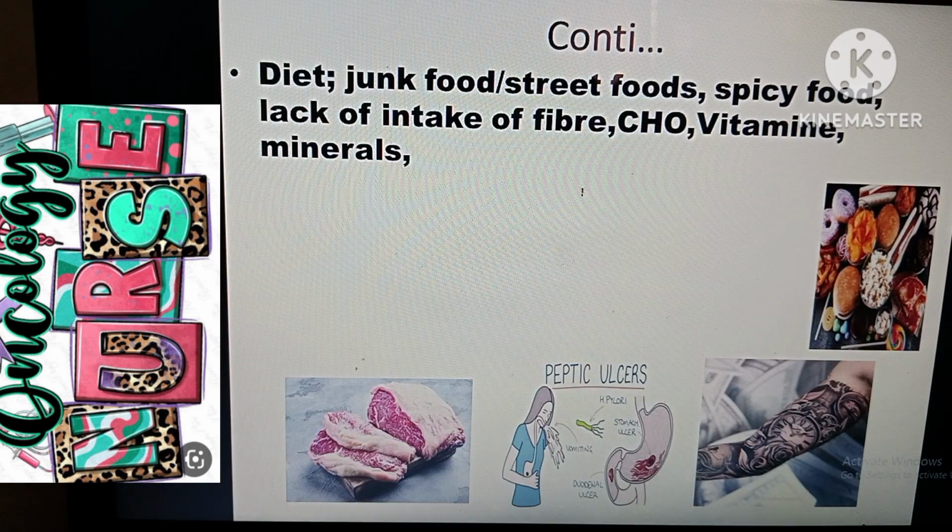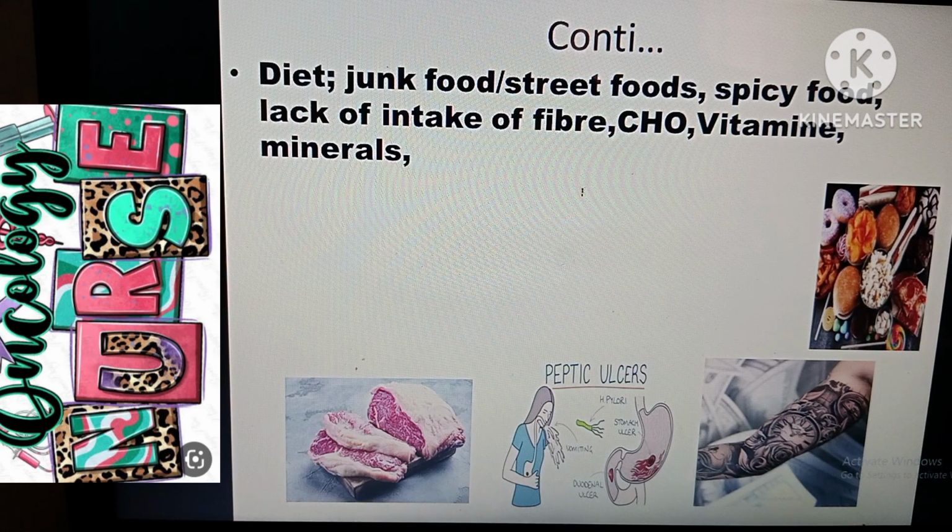Diet, junk foods. Junk food means what? Roadside street foods, processed food, very spicy food. People are so addicted to spicy food, street side food and junk food, and it is very tasty because they use tasty powders and various other kinds of powders. So it is not at all good. Once in a while, it doesn't matter, but don't get addicted to junk, street food and spicy food. Lack of intake of fiber, carbohydrate, vitamins and minerals.